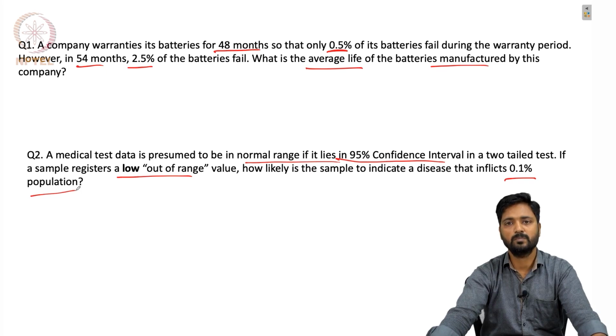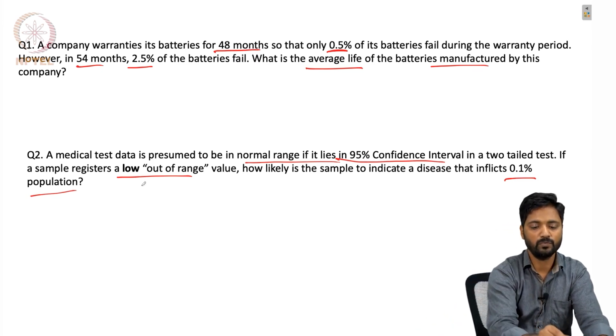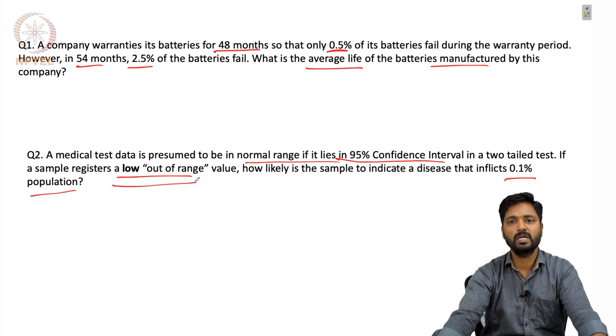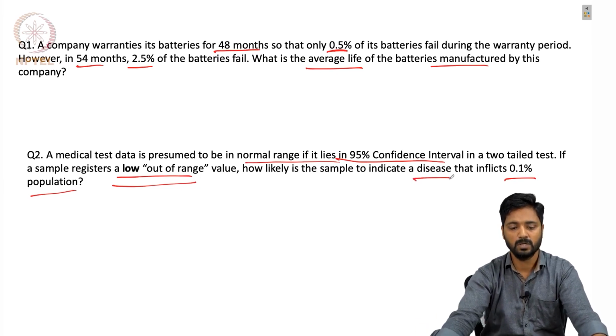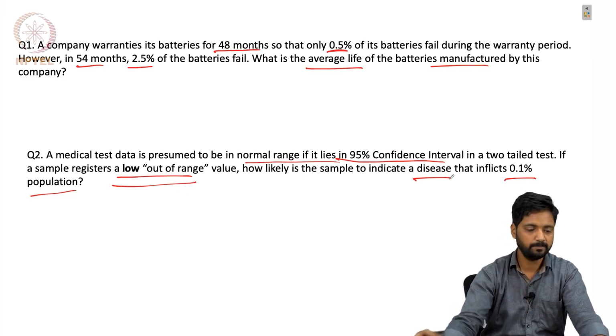So we conduct a blood test on a patient, and we indeed find that the blood sample gives out a low out of range value. Do we say that this sample is coming from a patient who has the disease or not? Or how likely is the patient to have the disease just because this number turned out to be low? So let us do our calculations quickly.